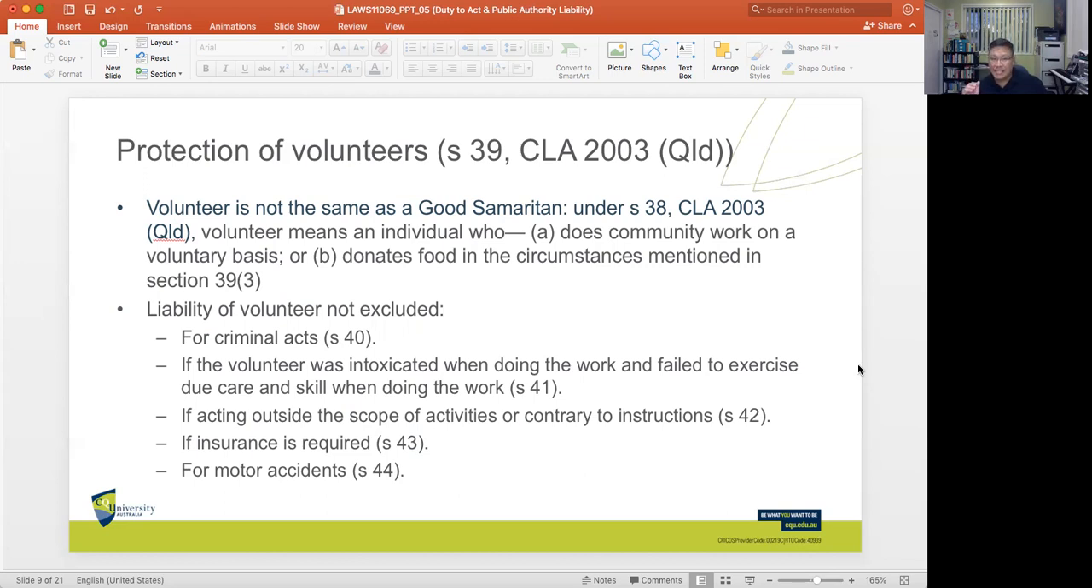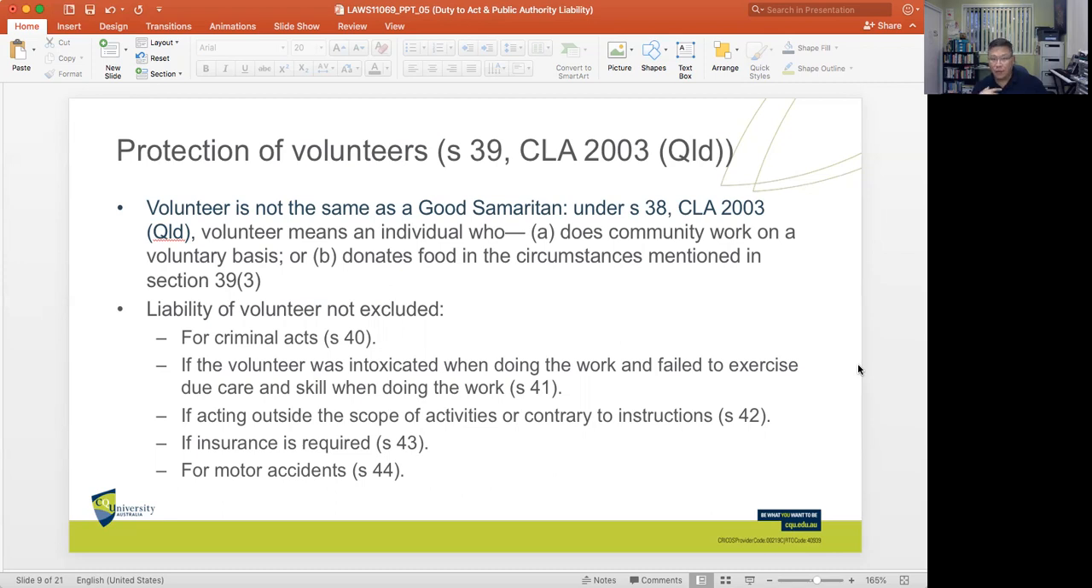A volunteer can still be liable for criminal acts under Section 40. The volunteer can also be liable if he was intoxicated when doing the work and failed to exercise due care and skill when doing the work under Section 41. He can also be liable if he acted outside the scope of activities or contrary to instructions, if insurance is required, and for motor vehicle accidents.